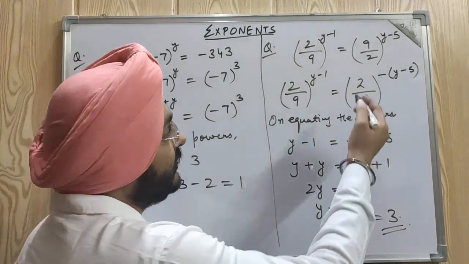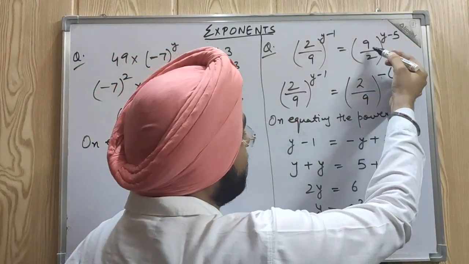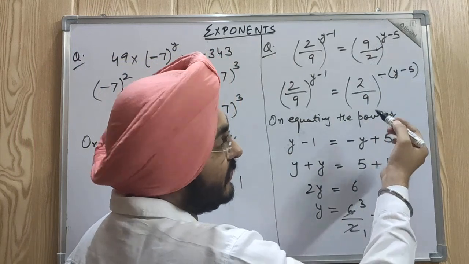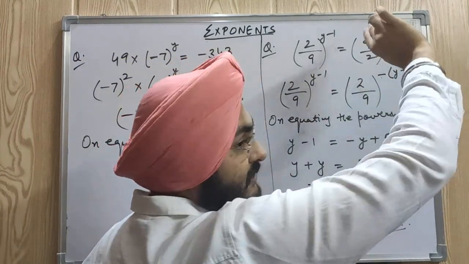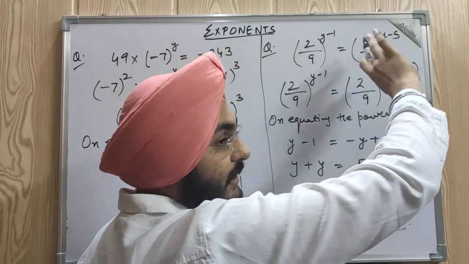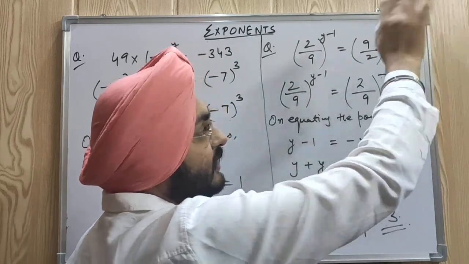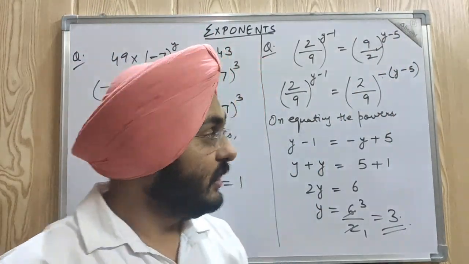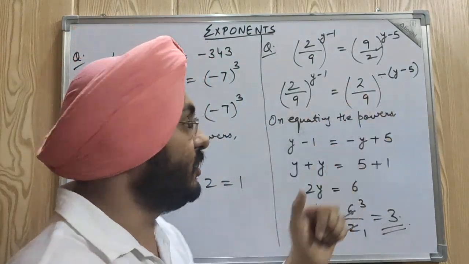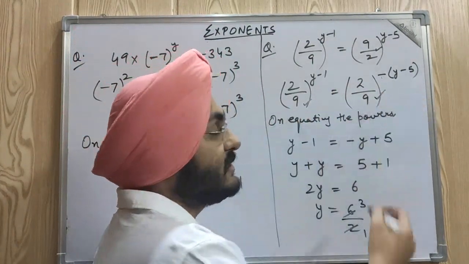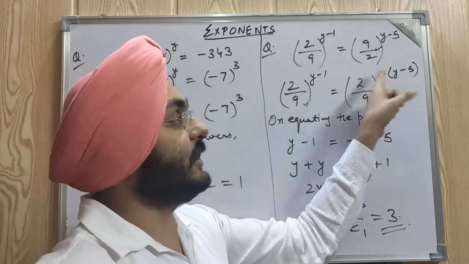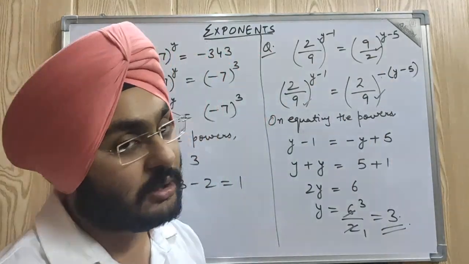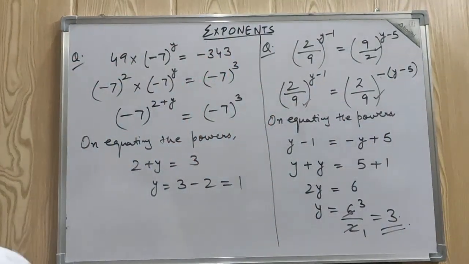Again I am explaining. If you want to take the reciprocal of the base, just apply the opposite sign here. If this one is positive, make it negative. If this one is negative, make it positive here, if you want to take the reciprocal. I want to take the reciprocal only because I want to make the bases the same. Only then can I equate the powers here. So coming to the next question now.